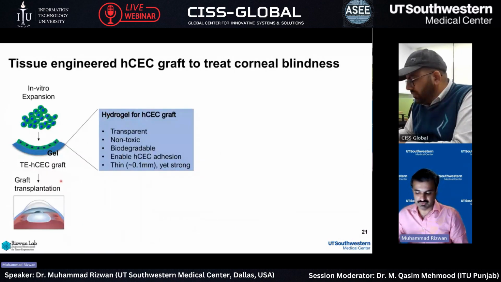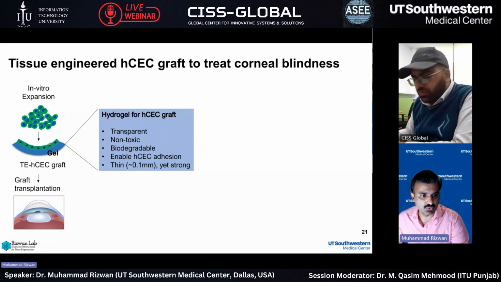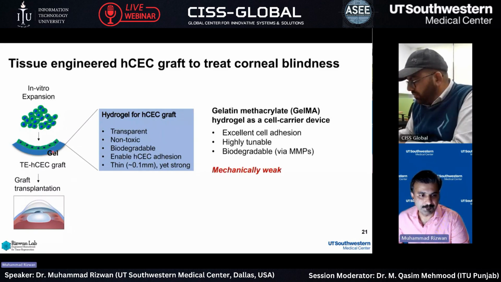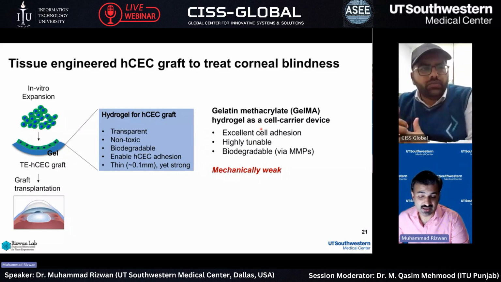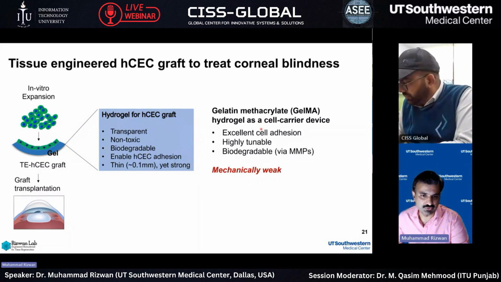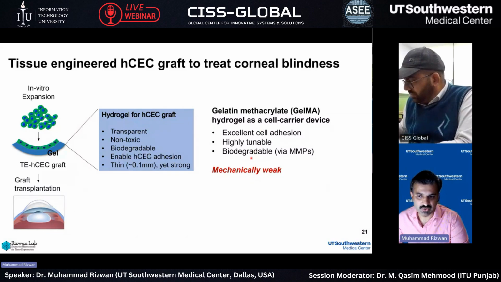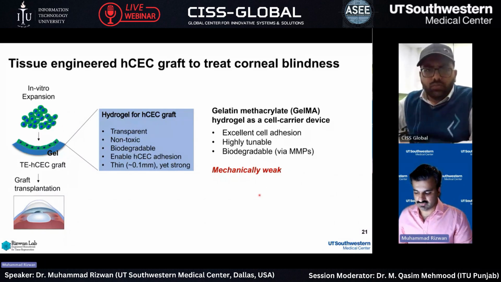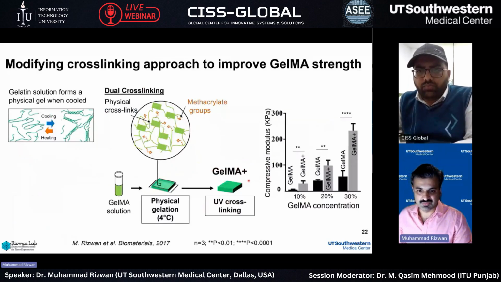Now, another approach we can use to treat patients by using these cells is that we can grow a monolayer on a hydrogel film, and then we can transplant that film into the cornea. Now, I started using gelatin methacrylate as a hydrogel for cell carrier. That has excellent cell adhesion. It's a highly tunable hydrogel, so we can tune the mechanical properties, and it's also biodegradable. But it was mechanically a weak hydrogel. So corneal surgeons can't really transplant this hydrogel film because of the mechanical weakness.